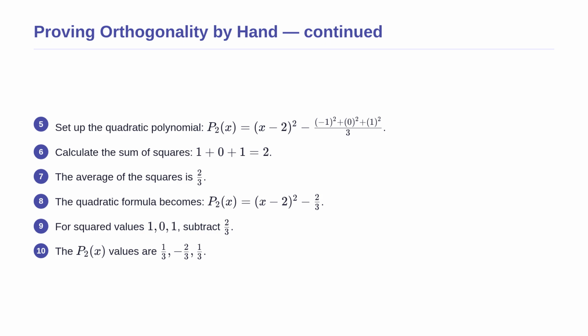Applying this formula to our data points, we take the squared values of 1, 0, and 1 and subtract 2/3 from each. This gives us our p2 values, +1/3, -2/3, and +1/3. We now have both sets of polynomial values ready to test.